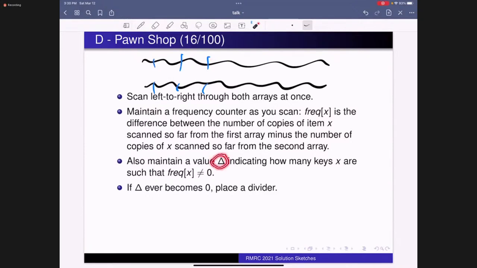And also maintain a value delta that indicates the number of items that have not been seen the same number of times so far. So as you update the frequency counter, make sure you update delta so you know how many items are currently not balanced between the two as you do your scan. If that ever becomes zero, place a divider. So the idea here is just a better way of keeping track of things.